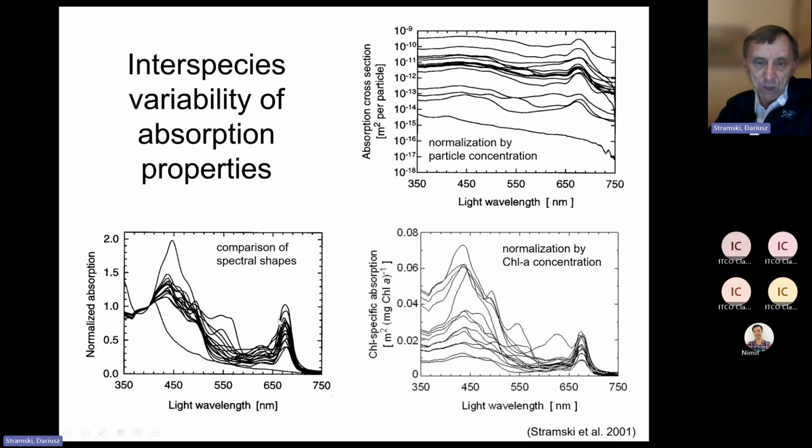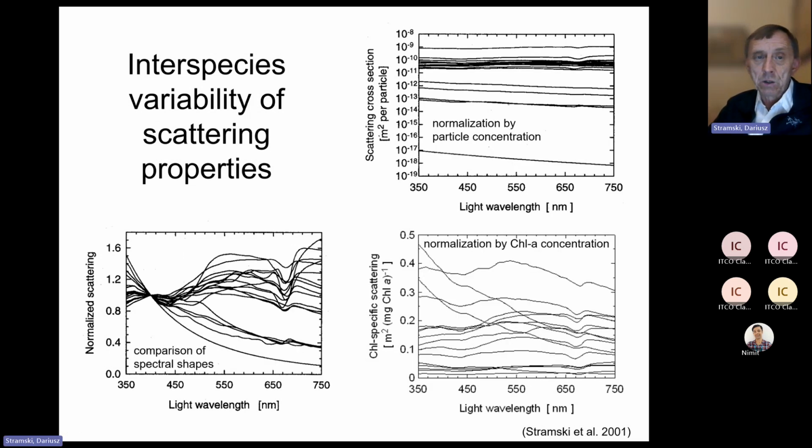Everything else here are phytoplankton species. You can see major blue and red maxima associated with chlorophyll a, but also a lot of features associated with accessory pigments. The bottom line is you can see very large interspecies variability in shapes. If you normalize absorption coefficients to chlorophyll concentration, which was also measured in these experiments, you can also see very large variability in chlorophyll-specific absorption coefficients. So absorption by phytoplankton is not necessarily a good proxy for chlorophyll, and oftentimes it is being used as such.